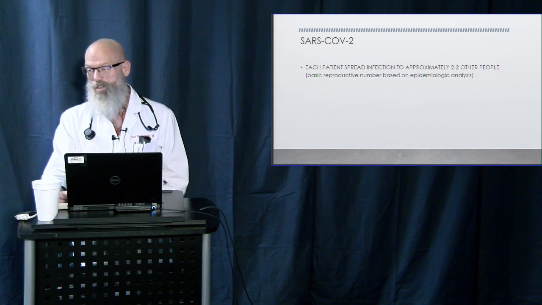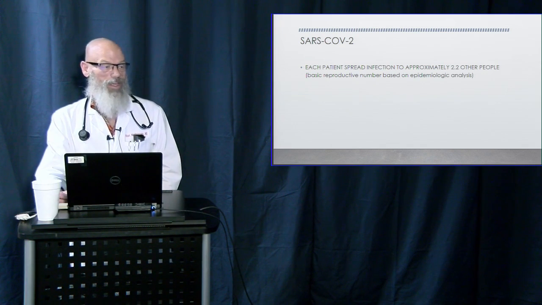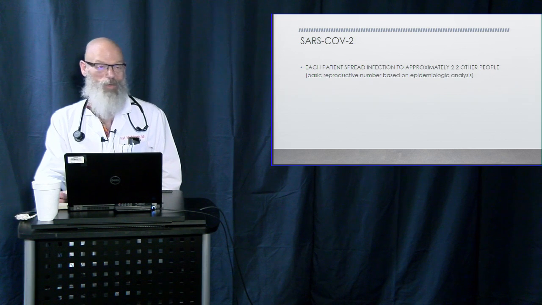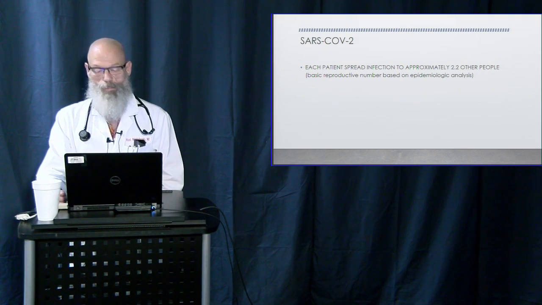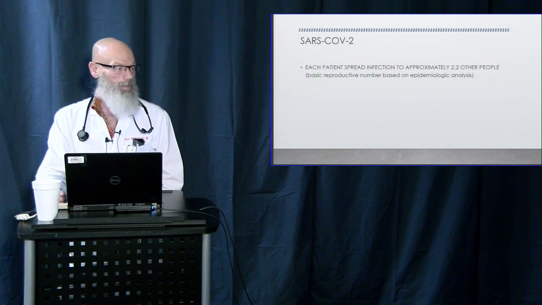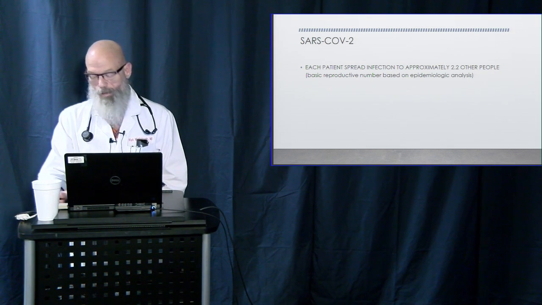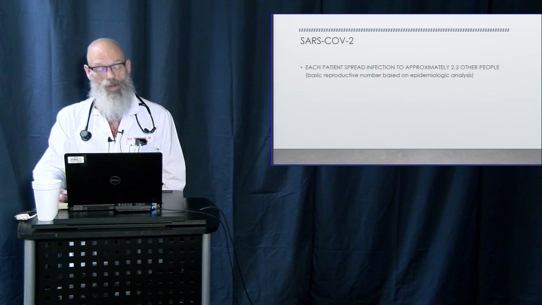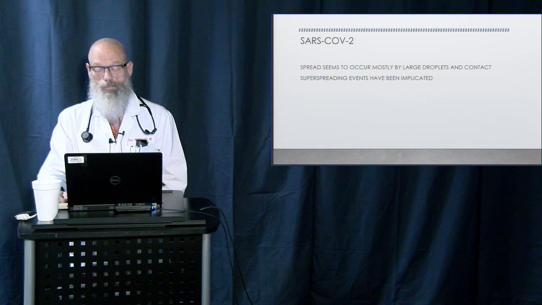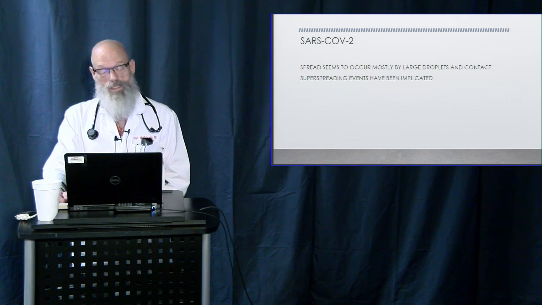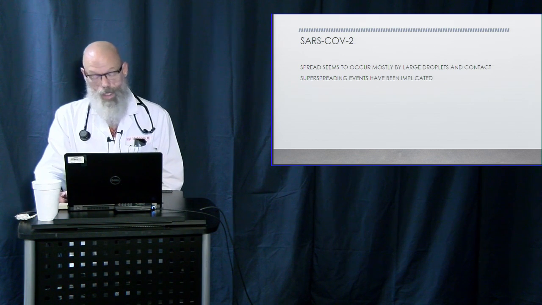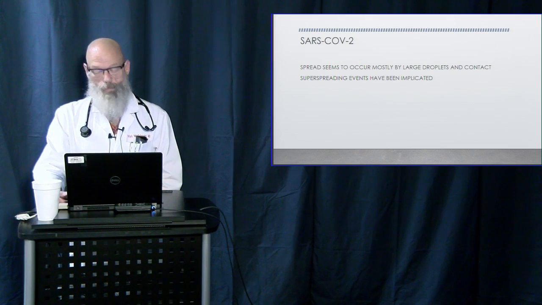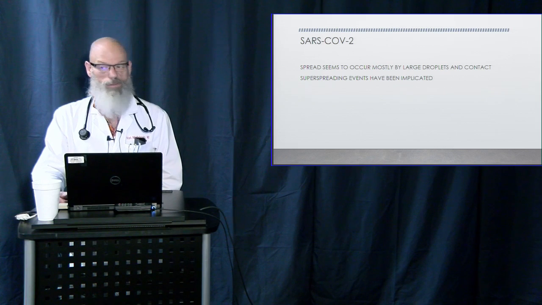Also, when these patients were examined, every case spread infection to approximately 2.2 other people. This is the basic reproductive number based on the epidemiologic analysis in that group of 425 patients. Again, spread seems to occur mostly by large droplets and by contact. Again, super spreading events have been implicated but are not really well documented.